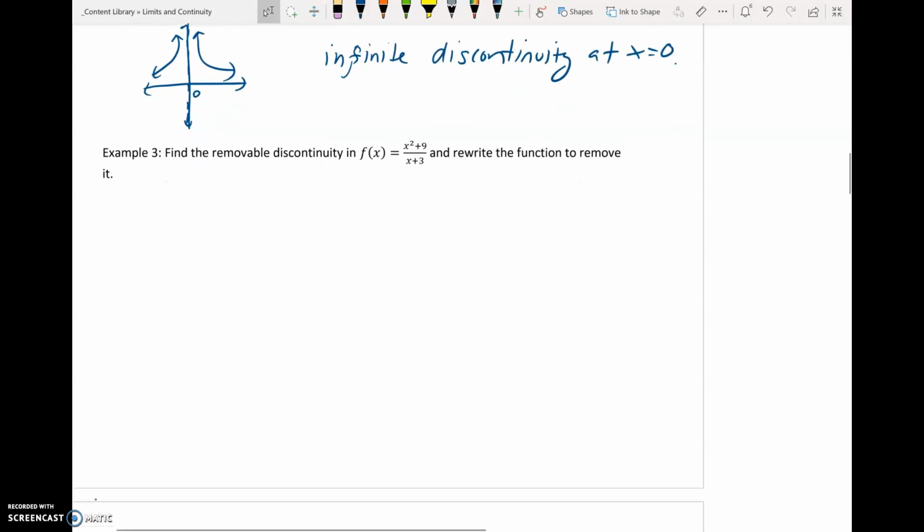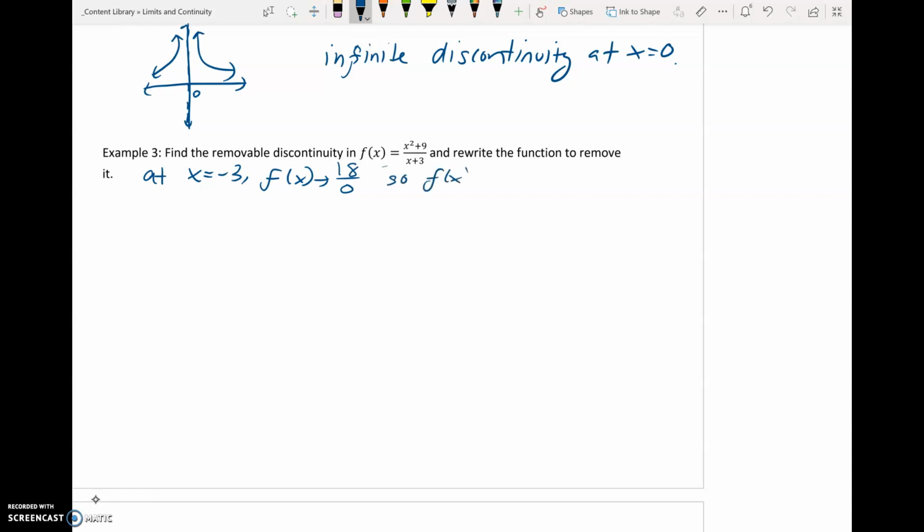So now let's do an actual example. Let's see if we can remove a discontinuity in this given function and then rewrite the function to remove it. Now we can tell that we're going to have a problem if x is equal to negative 3 because we're going to get 0 in the denominator. So we're going to state that first. At x equals negative 3, f of x will have a 0 in the denominator. It will tend to 18 over 0.